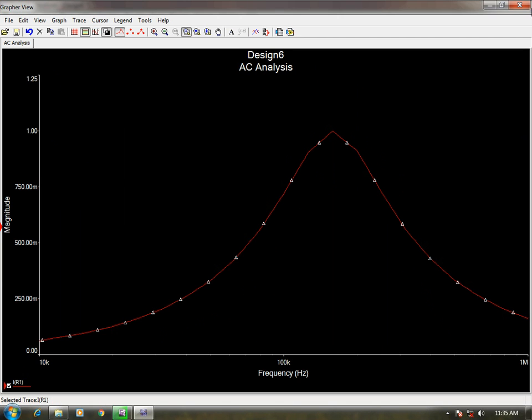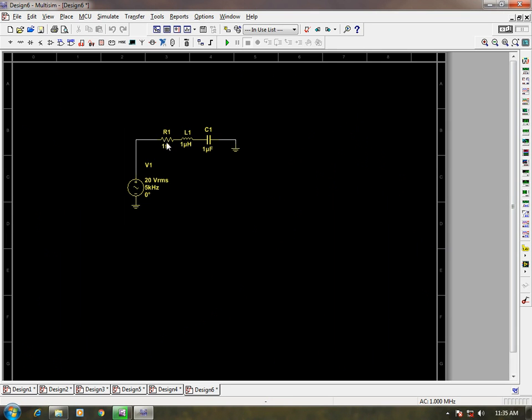Now we will do one thing. We will remove this resistance and short this path directly to the source. What is the expected output? The expected output is that we can get a sharper response of the resonance characteristics. That is, sensitivity will be more and bandwidth will be less, because of the simple effect of resistance on resonance.